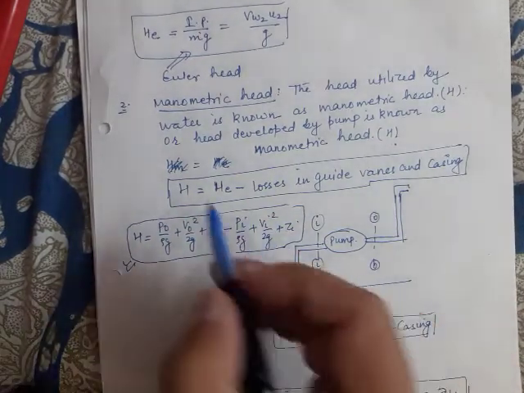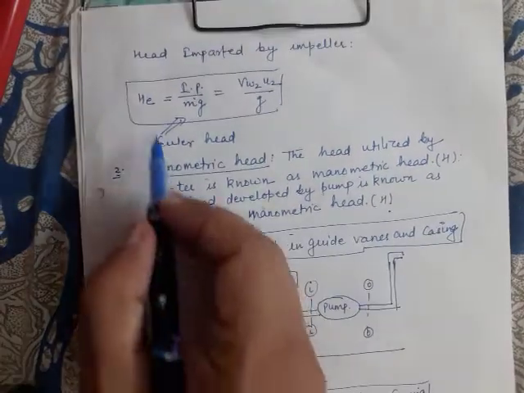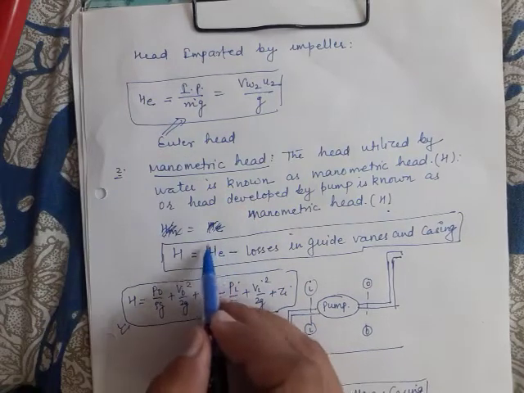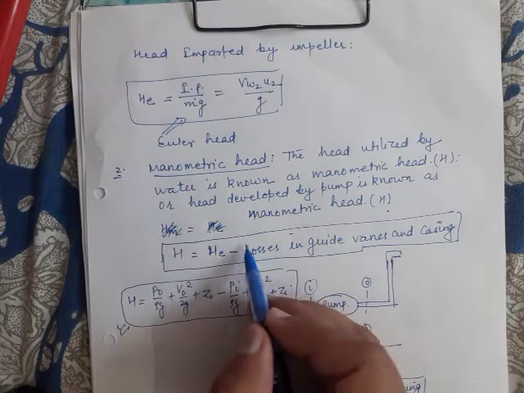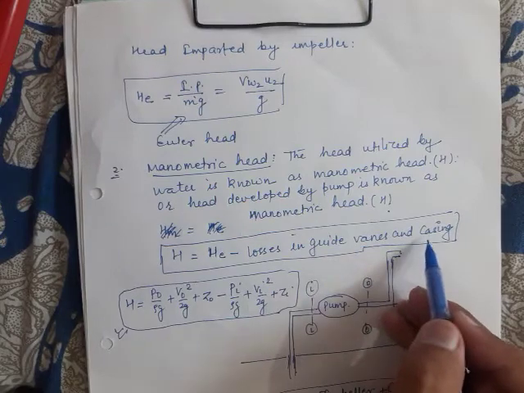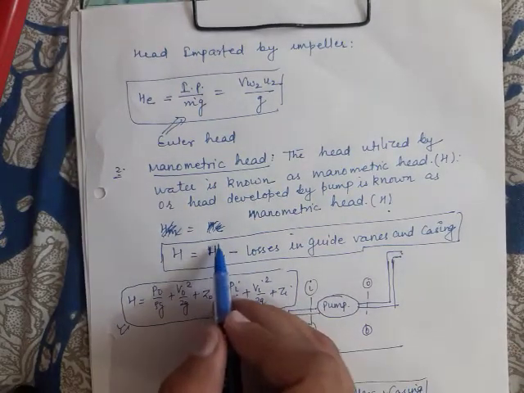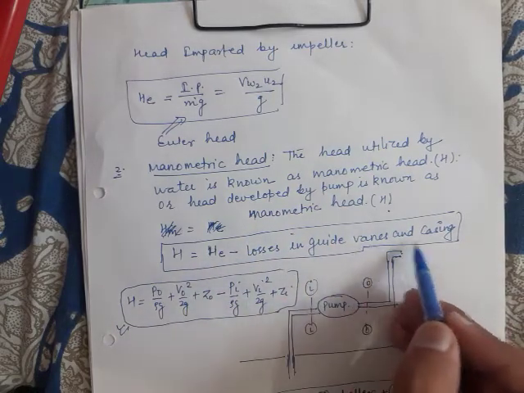So actually the water is utilizing this much amount of head. This is the head which has been imparted. H is the head which has been imparted by the impeller to the water. But water will not be utilizing the whole head, because some of the head would be lost in overcoming the frictional losses in guide vanes and casing.